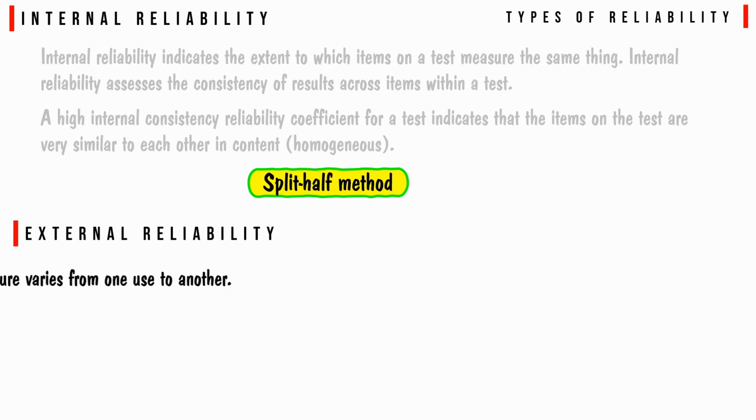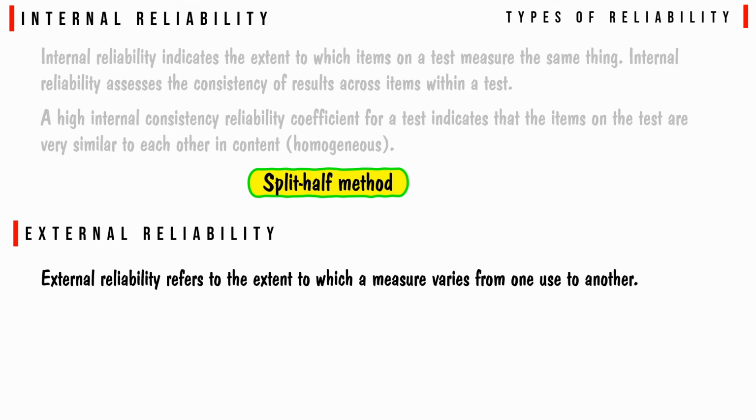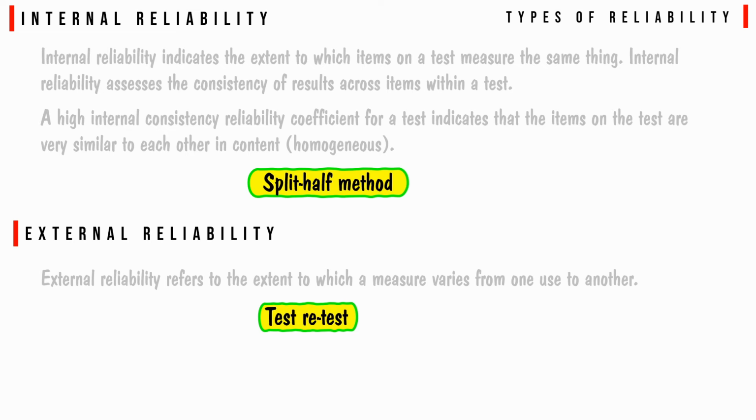External reliability refers to the extent to which a measure varies from one use to another. The test-retest method, parallel form method, and inter-rater method are used to find the external reliability of a test.